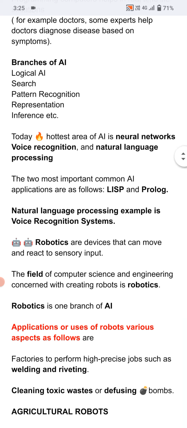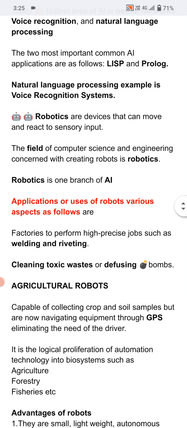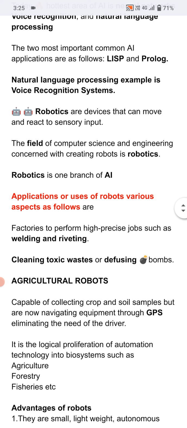Coming to robotics. Robots are devices that move and react to sensory input. They are human-friendly helpers. Whatever input we give them, they respond and come to our side. That is the robotics phenomenon. The field of computer science and engineering concerned with creating robots is called robotics. Robotics is one of the branches of artificial intelligence.